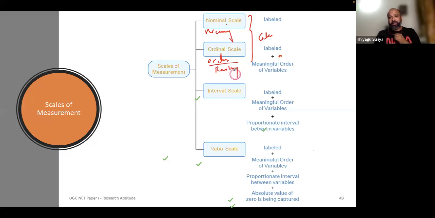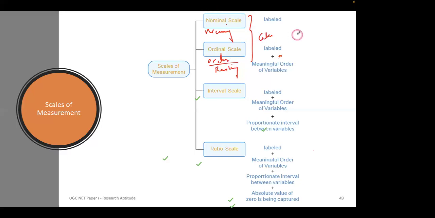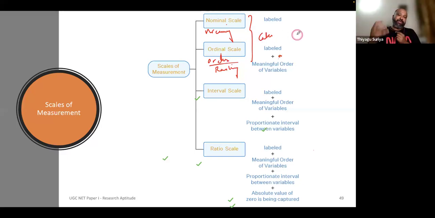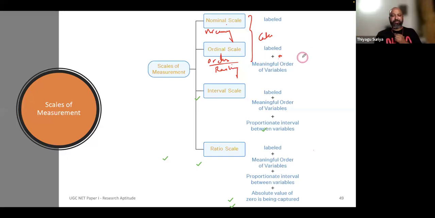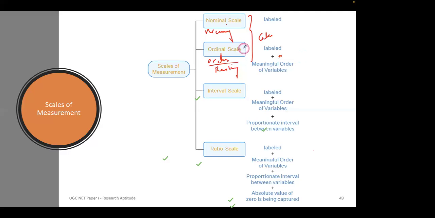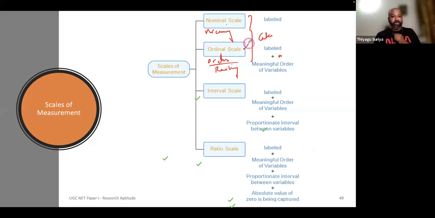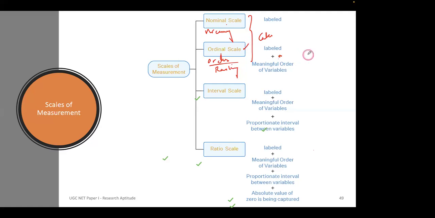Now the question for you: which variable is called the naming variable? Nominal, right. What about gender? Is gender a nominal scale or an ordinal scale? Nominal. Okay. Is birth order a nominal scale or an ordinal scale? Ordinal. Satisfaction level, is it nominal or ordinal? Ordinal, there is a level.